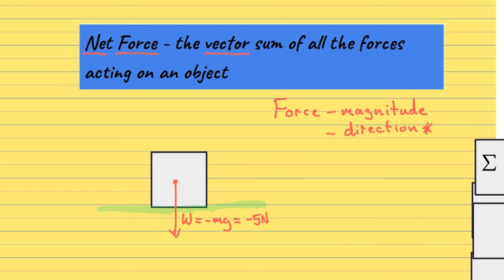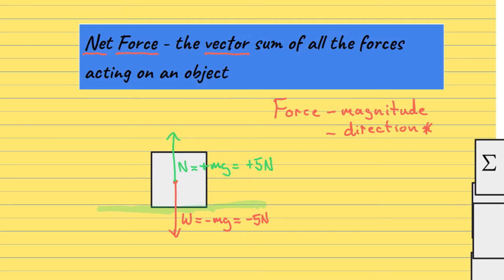So we'll also draw in the normal force, which is the force that's perpendicular to the contact surface between two objects. And so that force is going to be going up in the opposite direction. That surface is pushing back with an equal amount of force. So that's going to be plus mg, and that's equal to plus 5 newtons.